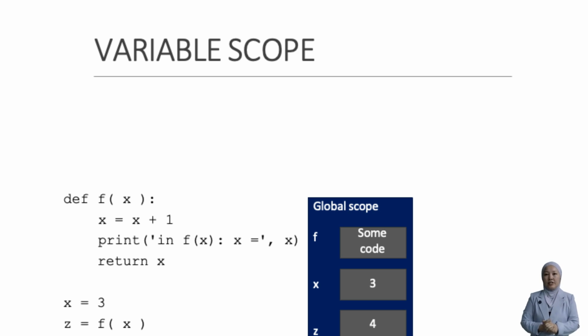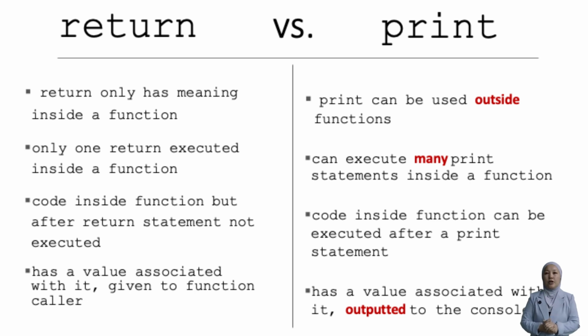Scope ensures that functions are isolated. They don't accidentally mess with variables in other parts of your program unless you explicitly design them to. This is one of the most common points of confusion for new programmers: the difference between return and print.